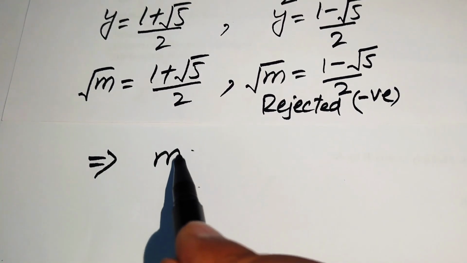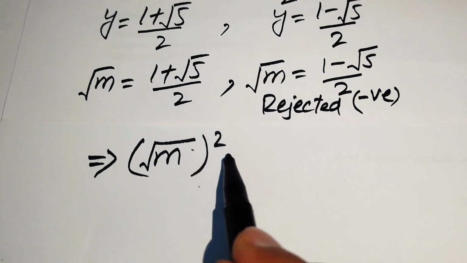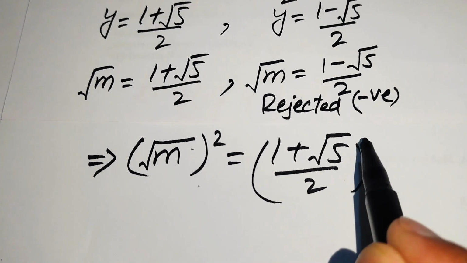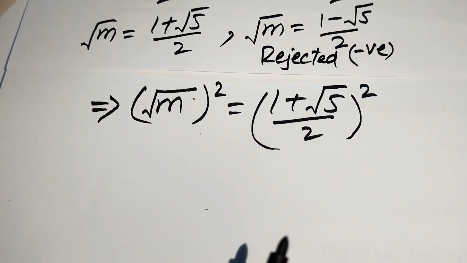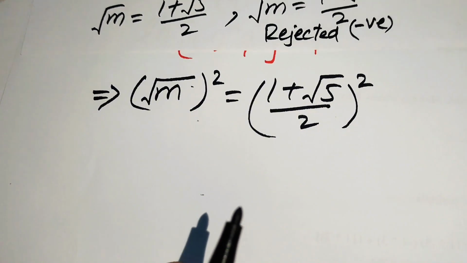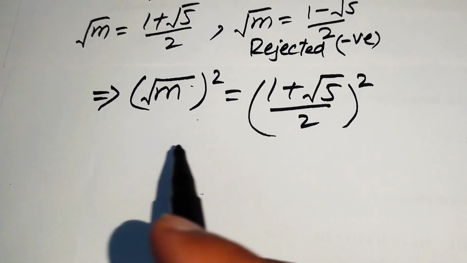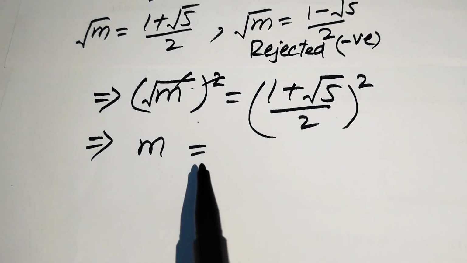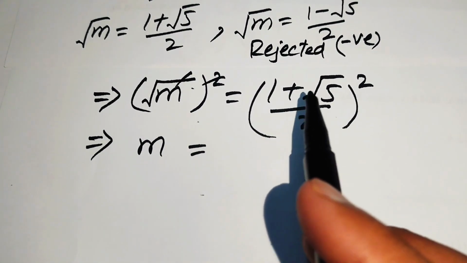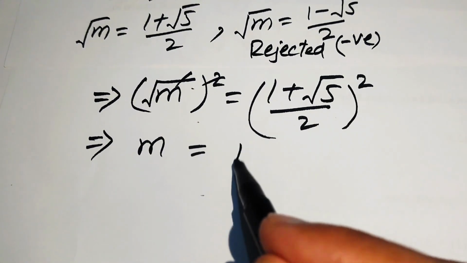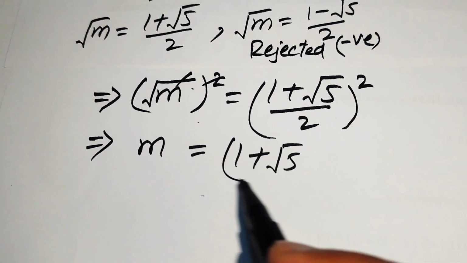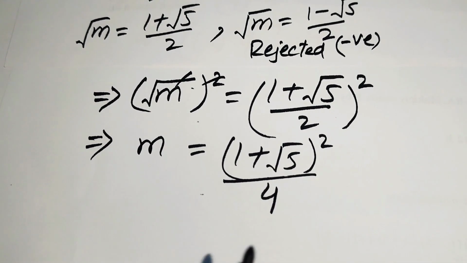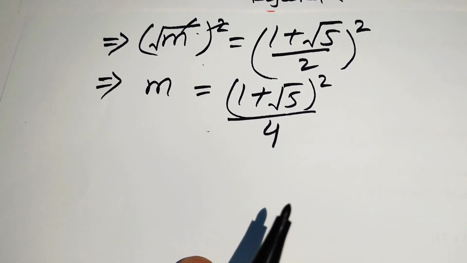So when we take the square on both of the sides, it will be written as square root of m whole square equals to 1 plus square root of 5 divided by 2 and its whole square. So here we need to simplify this equation, and here the square and square root are gone, and we get m is equal to, here we just separate the square on numerator and denominator. So we have 1 plus square root of 5 whole square divided by the square of 2, which becomes 4.